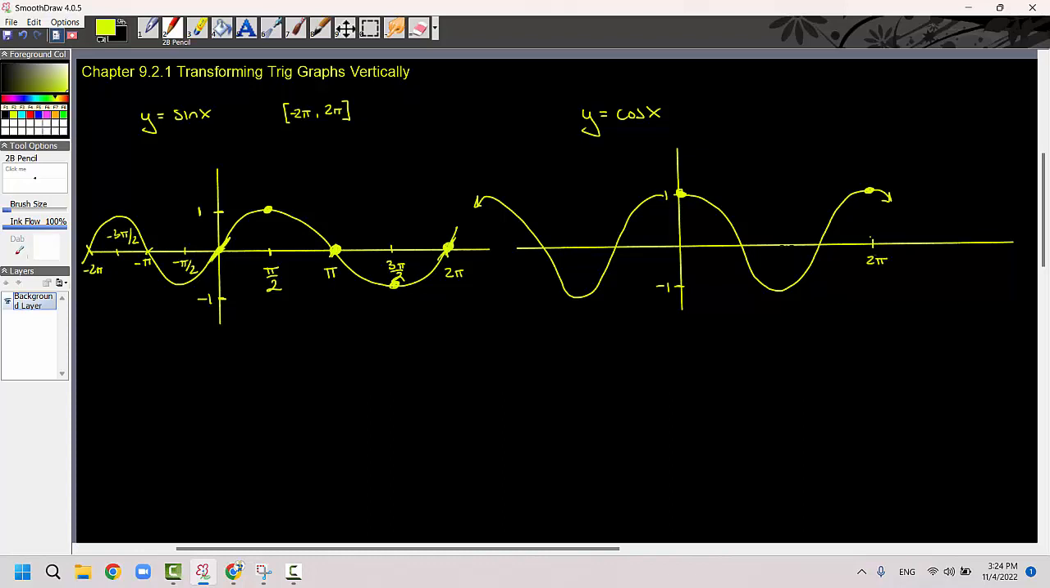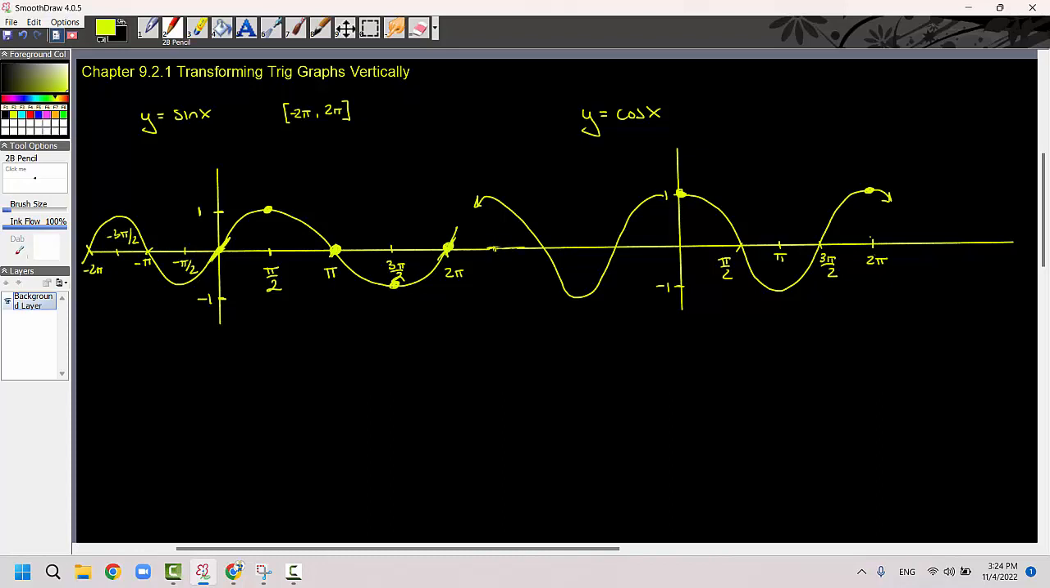We have 2 pi here, halfway at the low part, so halfway between 2 pi and 0 is pi. Halfway between the halfway is going to be pi over 2, and 3/4 of the way is going to be 3 pi over 2.